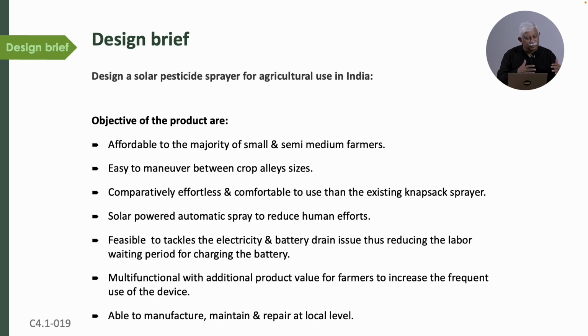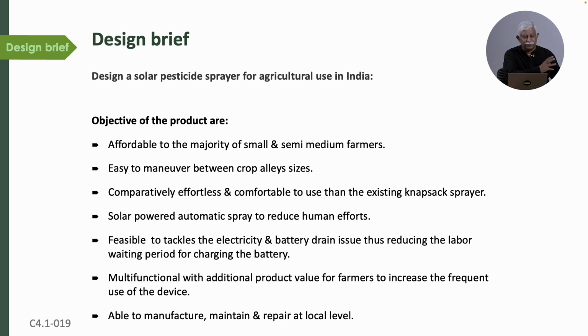Then he came out with a design brief: design a solar pesticide sprayer for agriculture use in India. Solar because it charges it, okay, and it has to be affordable to small and medium sized farmers, easy to take in between the crops. It should be comfortable to use than the ones which are carried on your back. Solar powered because it can generate and operate a motor, so it reduces the human effort. And yeah, he looked at multifunctional and additional product value for farmers to increase the use of this device.